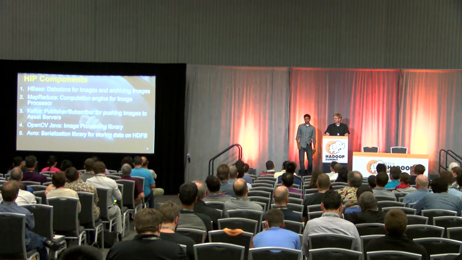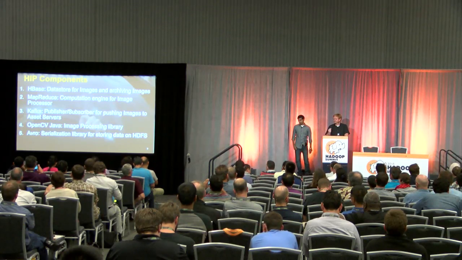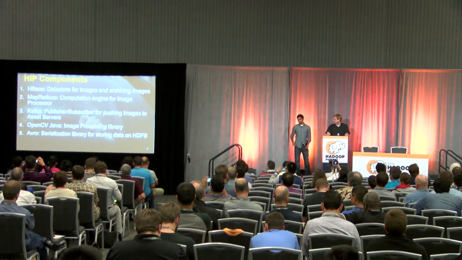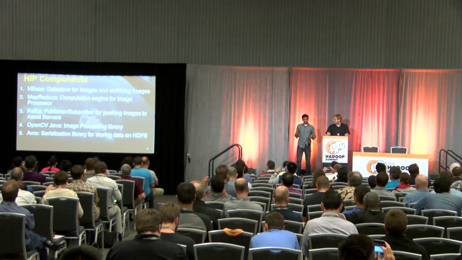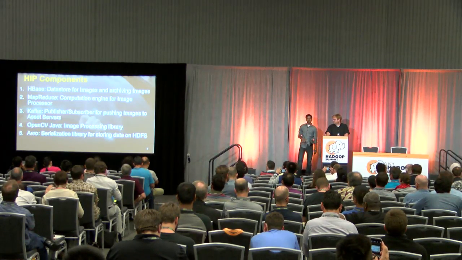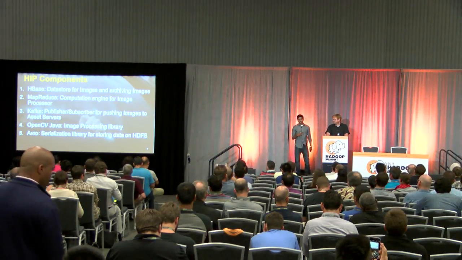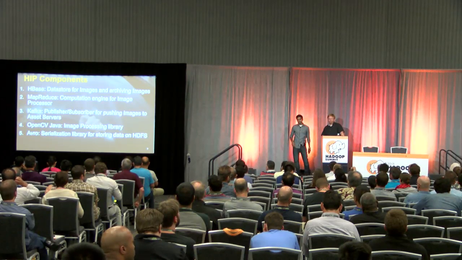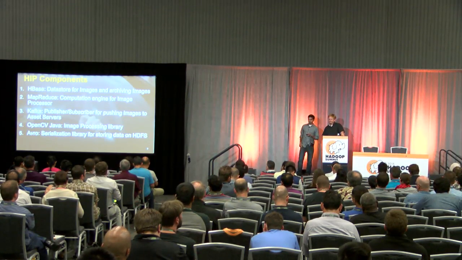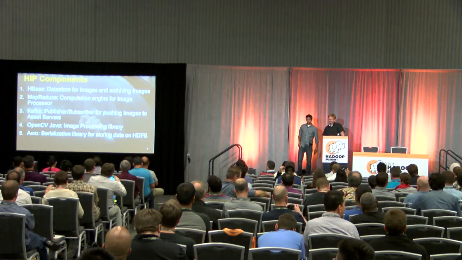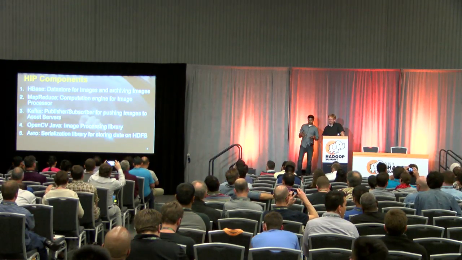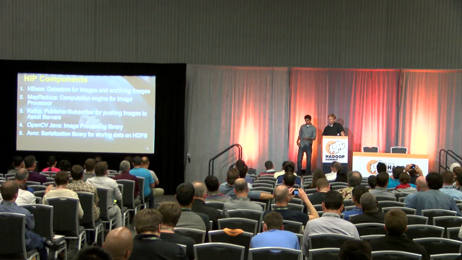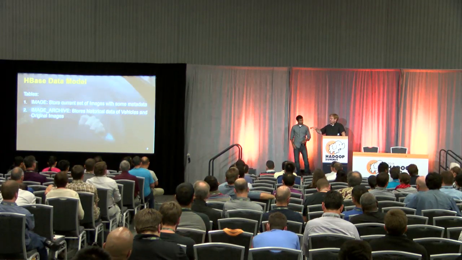So what are the big data components that we used in the Hadoop image processing pipeline? HBase. HBase is used as a data store for archiving images and storing our current image data set. MapReduce. MapReduce is the computation engine for the image processor. Kafka. Kafka is a publish-subscribe system for pushing images to asset servers. OpenCV Java. It's the image processing library used for this project. Avro. At TrueCar, we have been using Avro to serialize our data on HDFS.